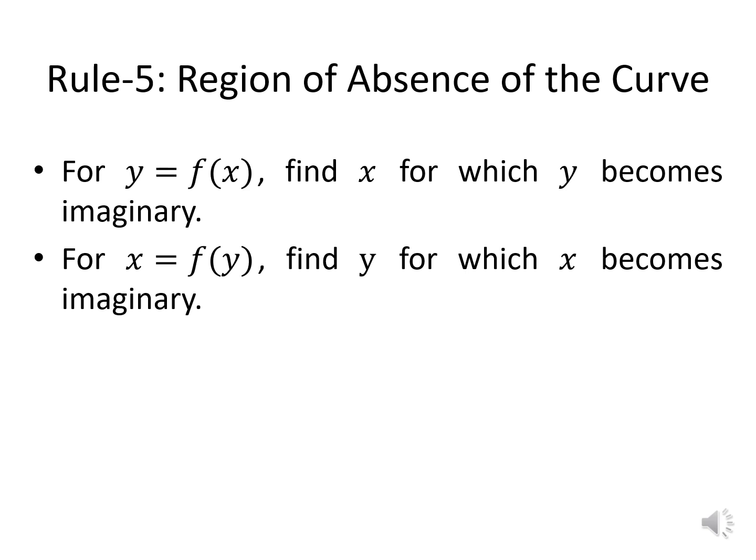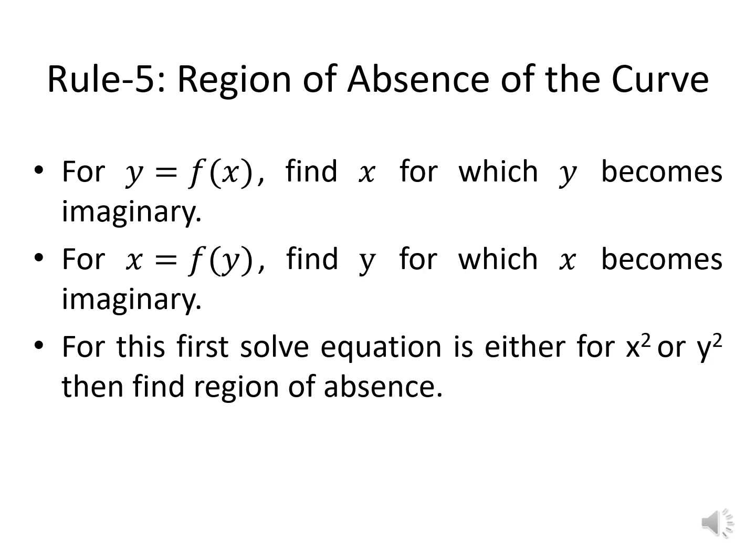In a similar way, if your curve equation is solvable for x, that is x is equal to f of y, then you have to find the values of y for which x is imaginary. It means x values do not exist for these values of y. If your equation is in terms of either x square or y square, you have to check the values of the opposite variable for which x square or y square is negative.